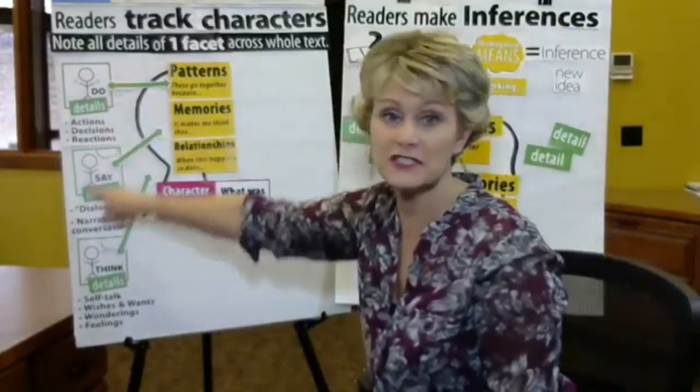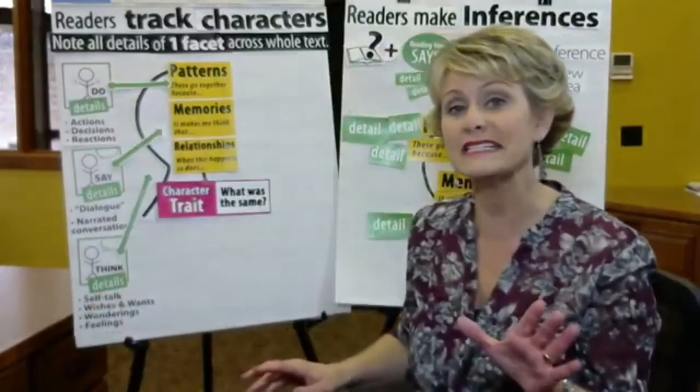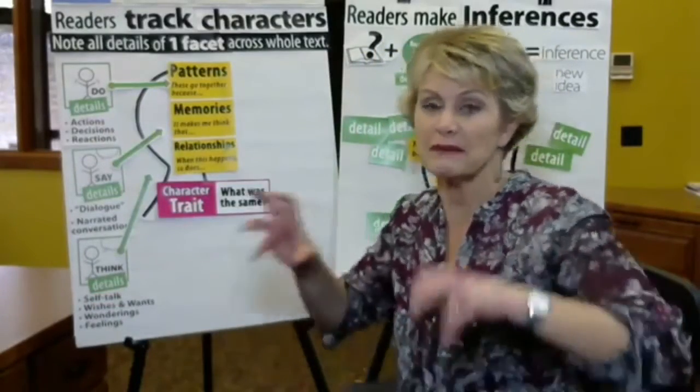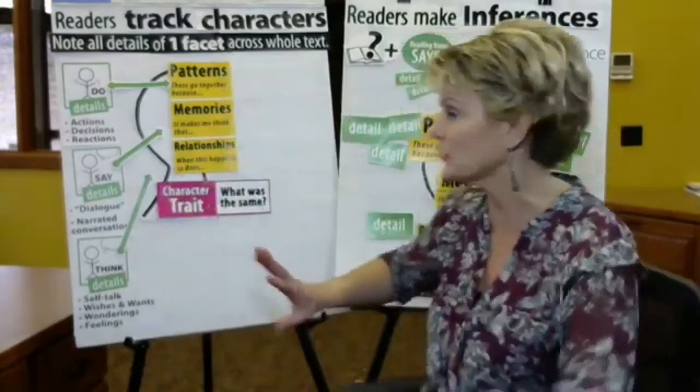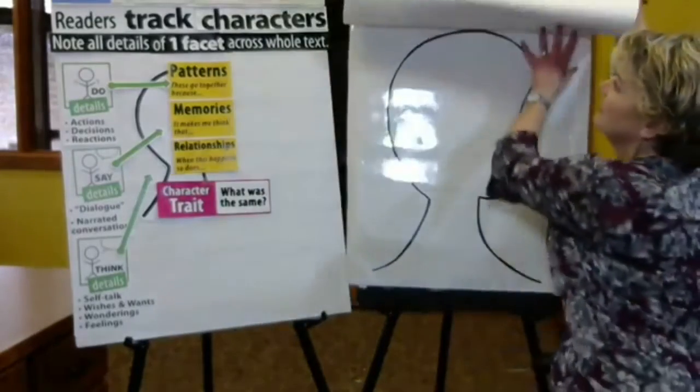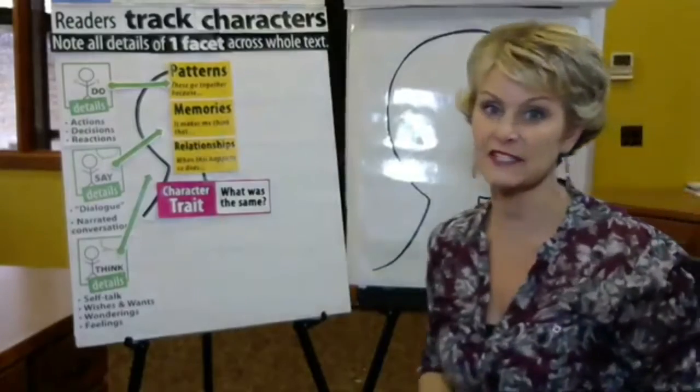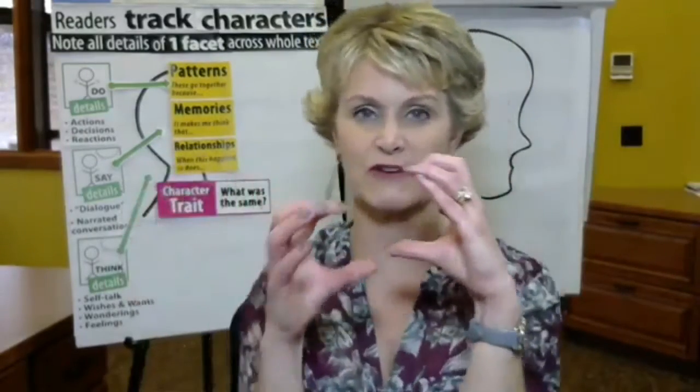All of this information is important. Everything we did in the last couple of lessons, where we've been collecting what a character does, says, and thinks, has been important. We need that information. But now we've got to put it on the silhouette head. Now we've got to put details together to figure out a character trait.